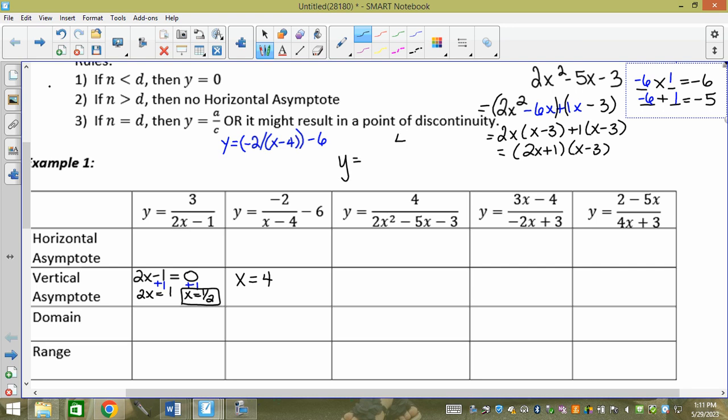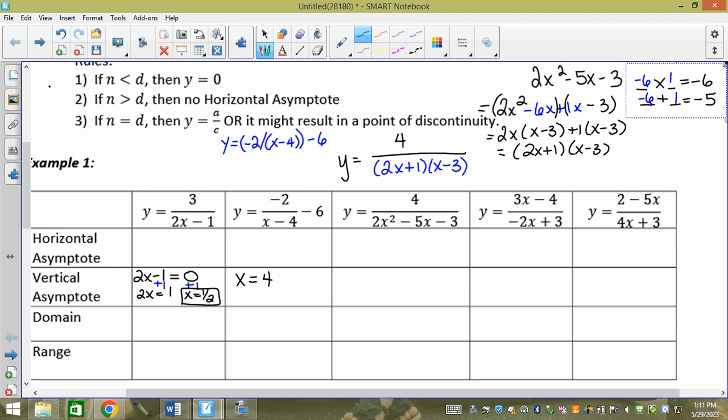So this equation actually looks like this. y equals 4 over 2x plus 1, x minus 3. Do either of those factors cancel with the numerator? No. So how many vertical asymptotes am I going to get this time? 2. Because there are 2 separate, completely different ones, right?